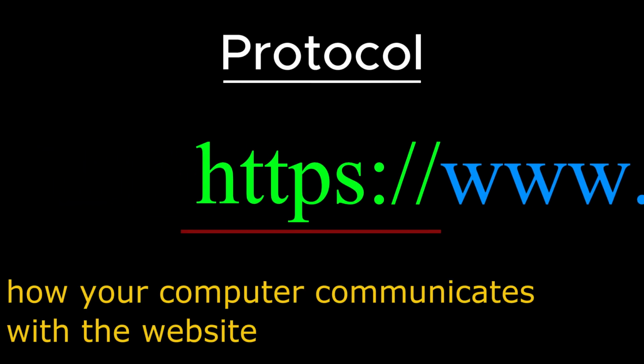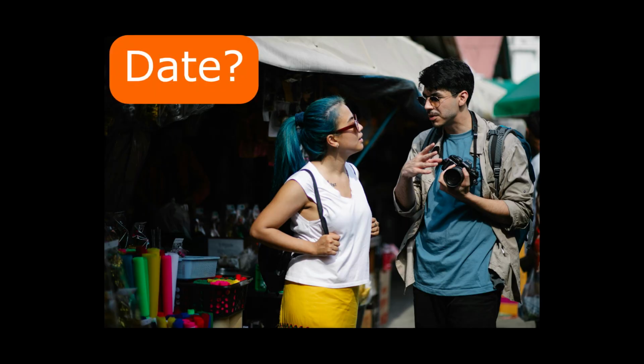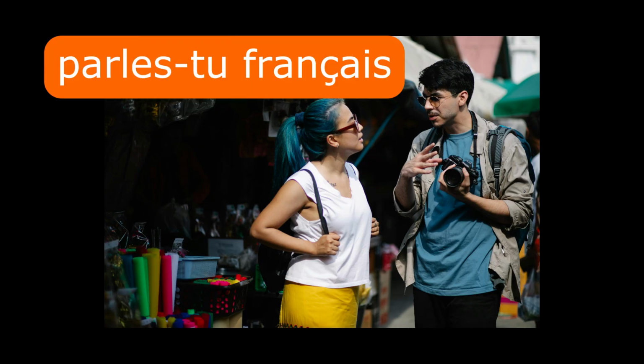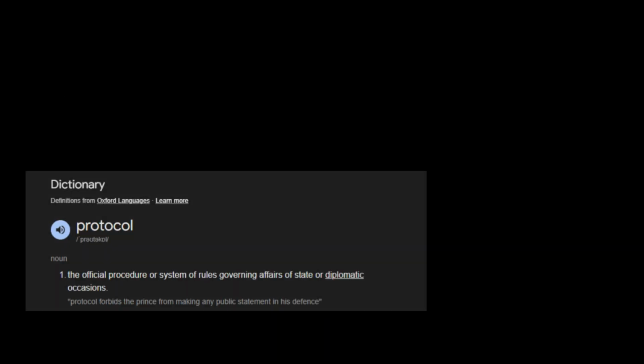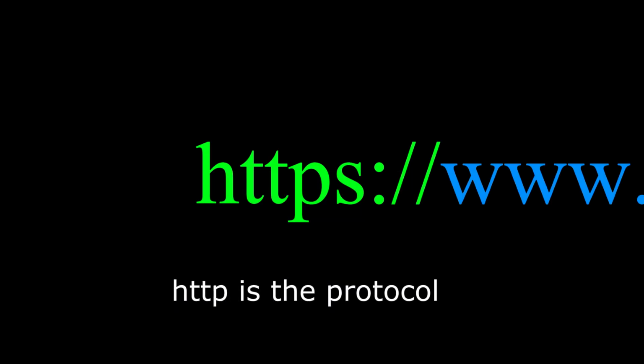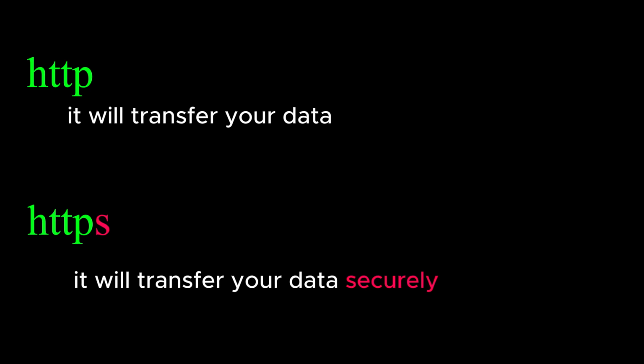It is how your computer communicates with the website. You can't just ask for a date from a stranger. You first greet them, ask if they speak English, and then, well, I actually don't know how to ask for a date, but a protocol works like a protocol. The protocol can be HTTP or HTTPS. HTTP means it will transfer your data to the website and vice versa, but HTTPS means it will transfer securely.